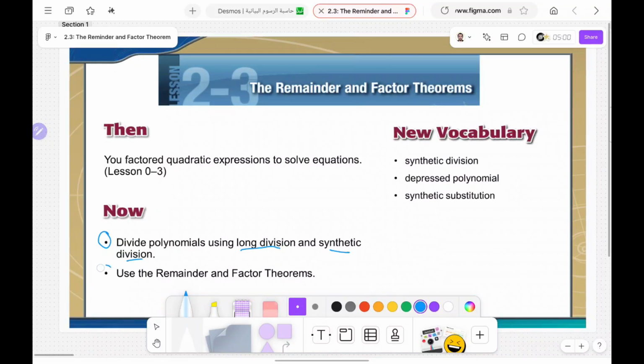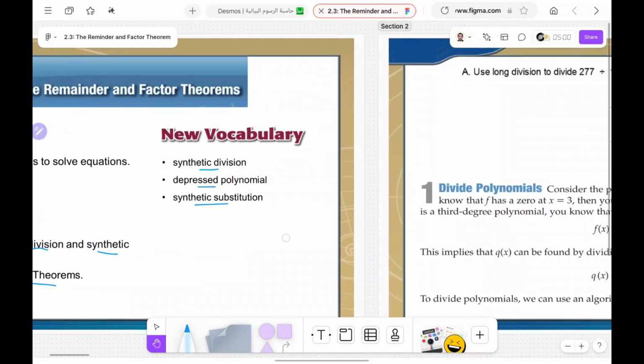Then after that, we are going to learn how we can use the remainder and factor theorem to apply the synthetic division. Now, we have here the vocabulary: synthetic division, the depressed polynomial, and synthetic substitution. Now, let's start our lesson.